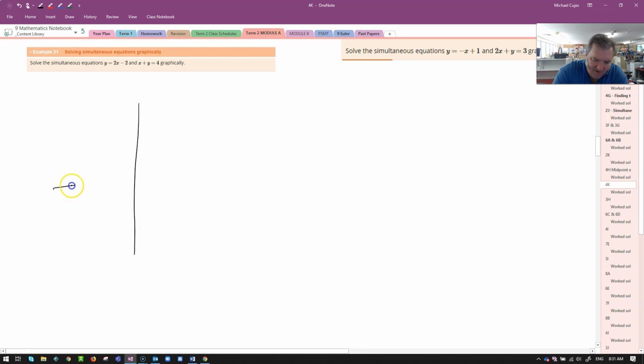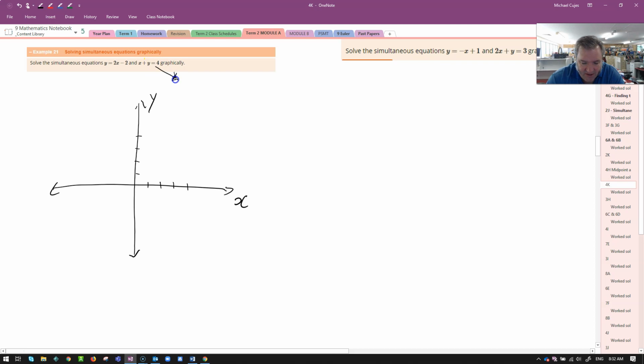So here's my set of axes. I always label my axes, y and x. Now we've got the first one, x plus y equals 4. So I'm going to need 1, 2, 3, 4. I started with the second one there. It's the first one I looked at. That's okay. It shouldn't matter for you.